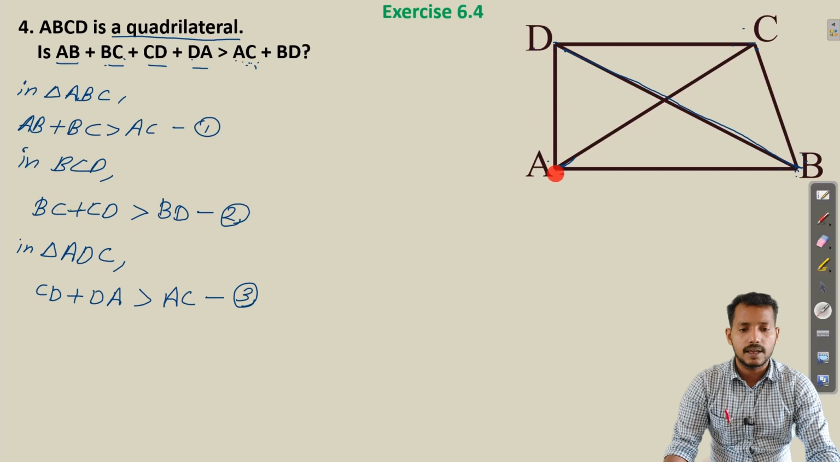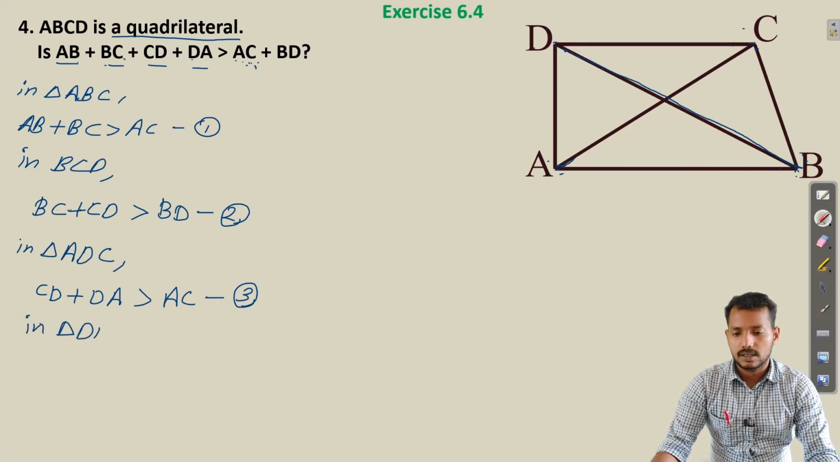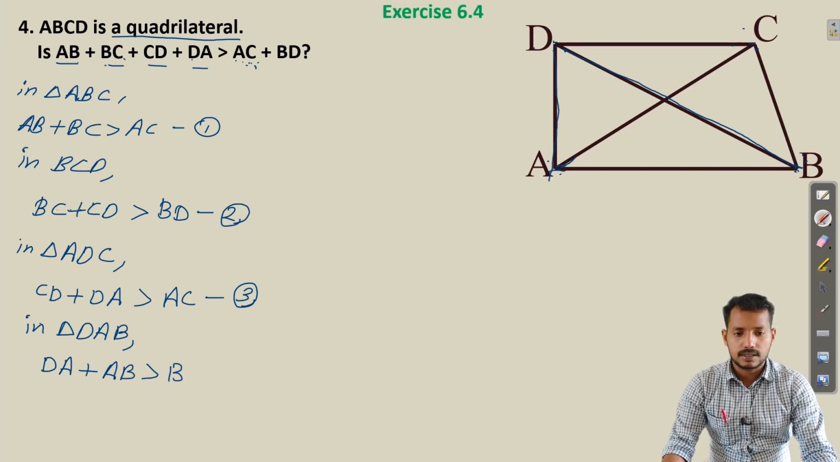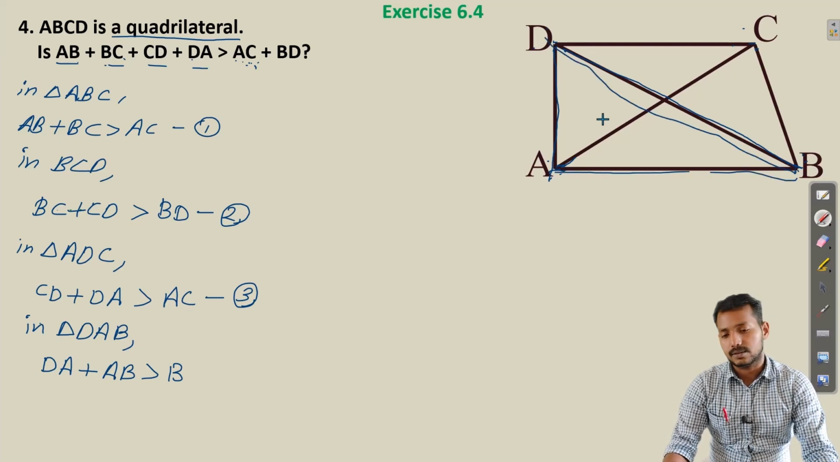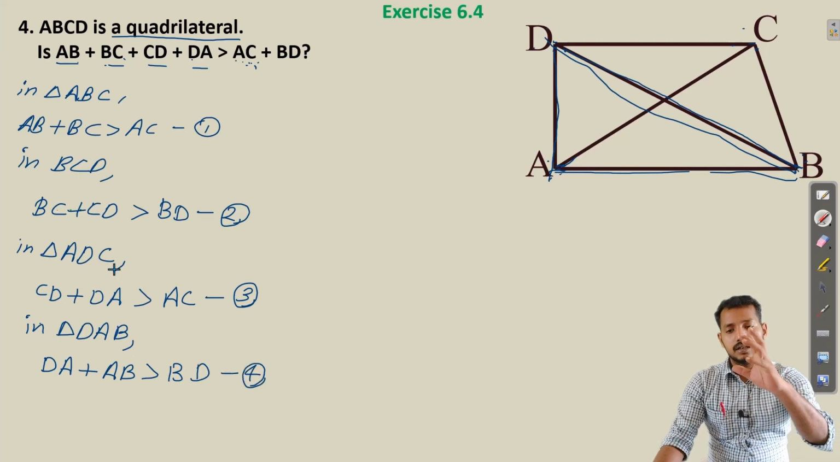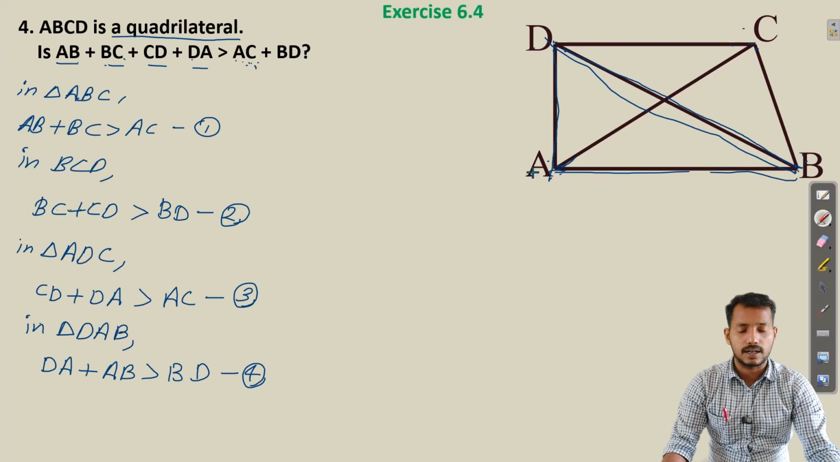Now the last triangle, which one is it? Triangle DAB. This triangle we have not taken. In triangle DAB, we can write DA plus AB is greater than BD, the third side. Inequality number 4.